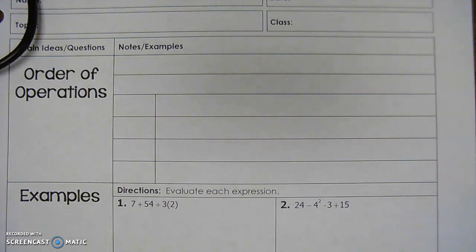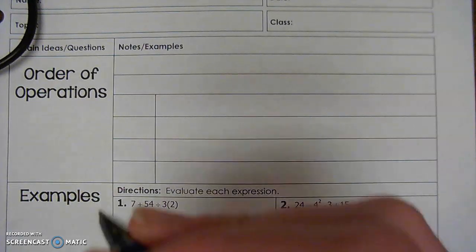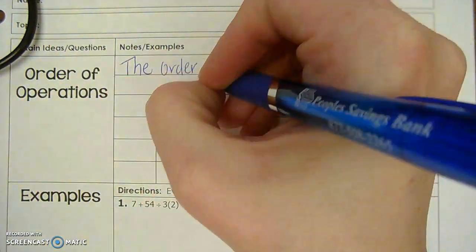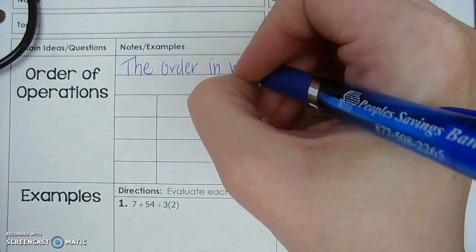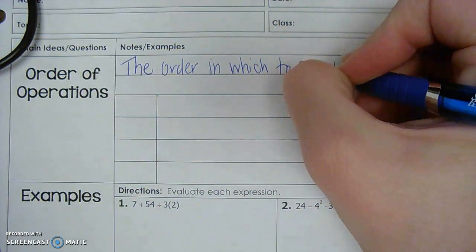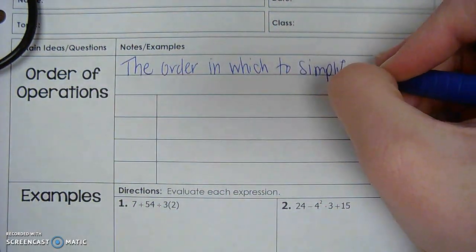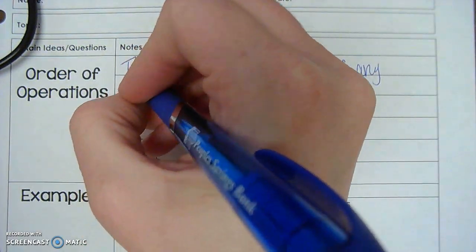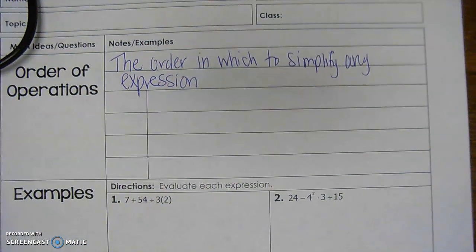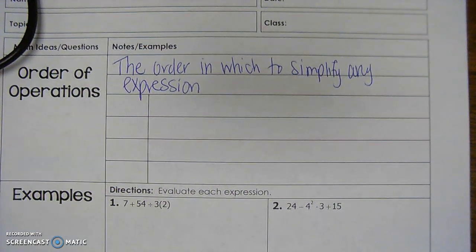On page 18 of our notes, we're going to look at order of operations, which tell us the order in which to simplify any expression. So we have to follow these rules. You can't just decide not to follow them. You have to follow them in order.